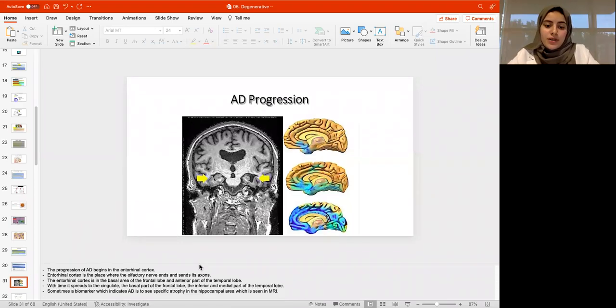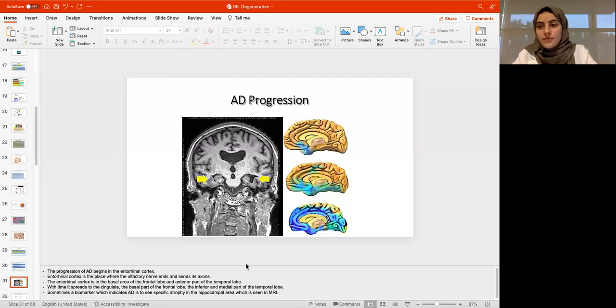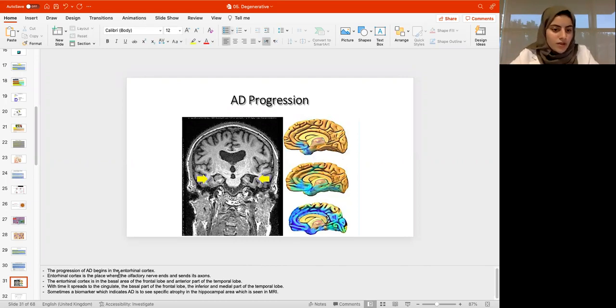Then this is AD progression. Okay, so as I mentioned, it's slowly progressive. So where does it usually start? It usually starts from this area, okay? And then it progresses to the upper areas of the brain. So it doesn't attack everywhere at once. It usually begins in the entorhinal cortex specifically, just so you know. That's where the olfactory nerve ends and descends its axons. Is there anything else here that's important? With time, it spreads to the cingulate, the basal part of the frontal lobe, then the inferior and medial part of the temporal lobe. Yeah. And sometimes a biomarker which indicates AD is to see the specific atrophy in the hippocampal area.